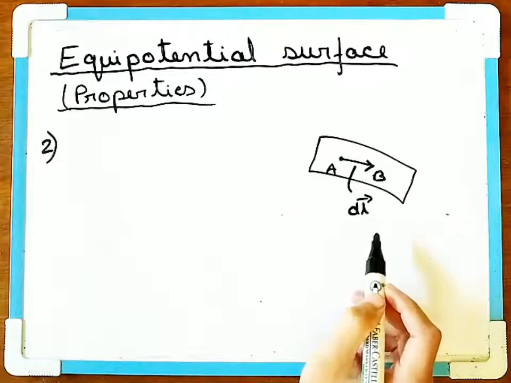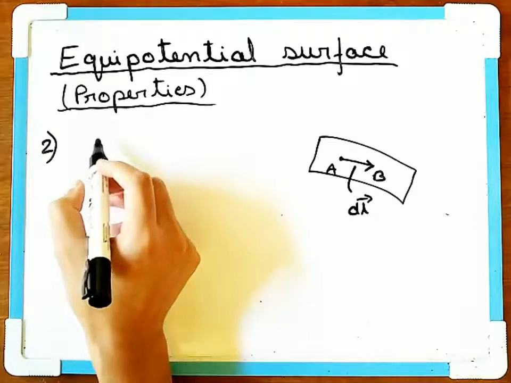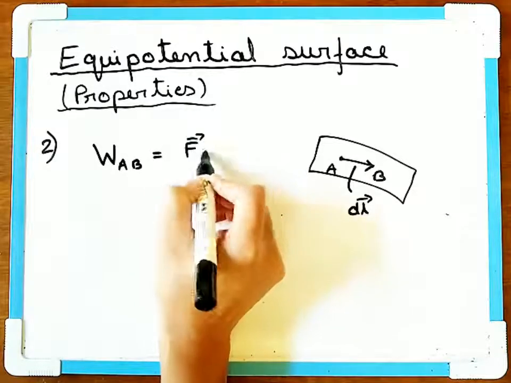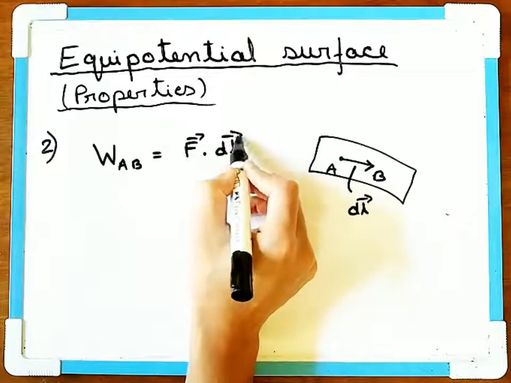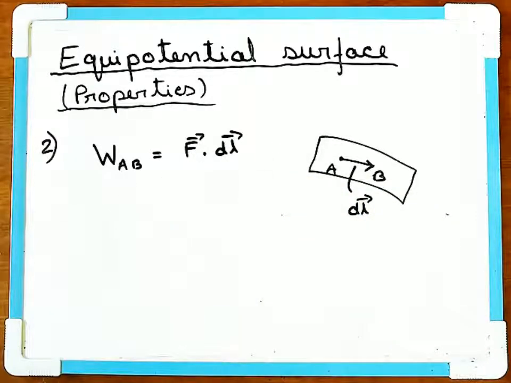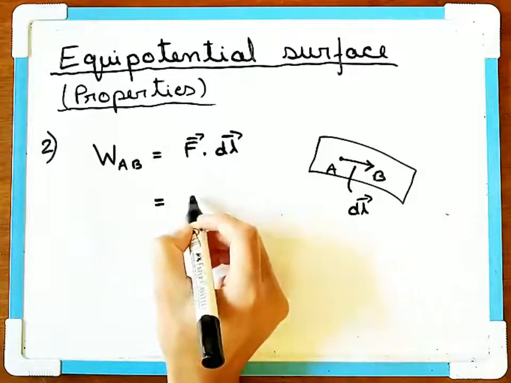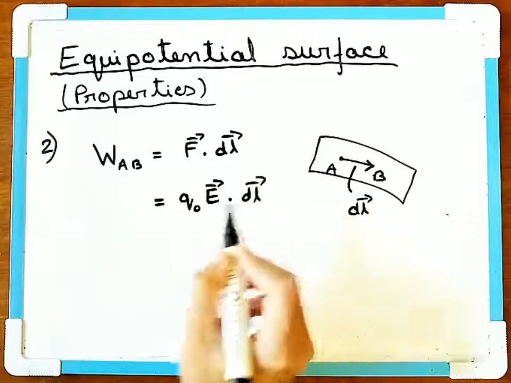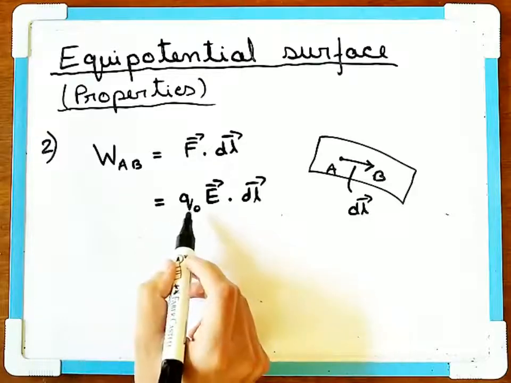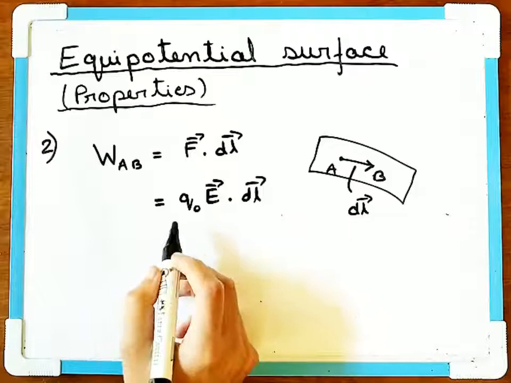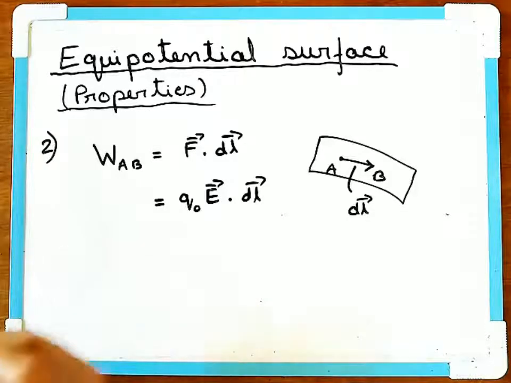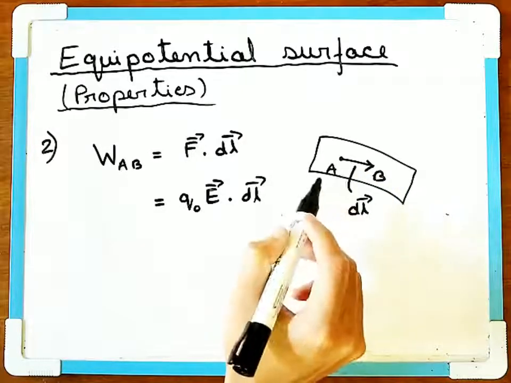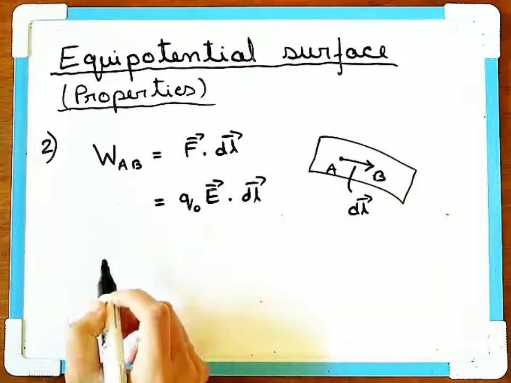Then the work done in displacing the test charge will be given as WAB, and this is equal to the force dot the displacement dl. So the dot product of the force and the displacement. Now the force is given as Q naught E, then dot dl. Remember, we're displacing a test charge Q naught. So here we have Q naught E dot dl. Then from property number 1, the work done on the equipotential surface is always equal to 0. The work done in displacing a charge on the equipotential surface is always equal to 0. So this work done is equal to 0.